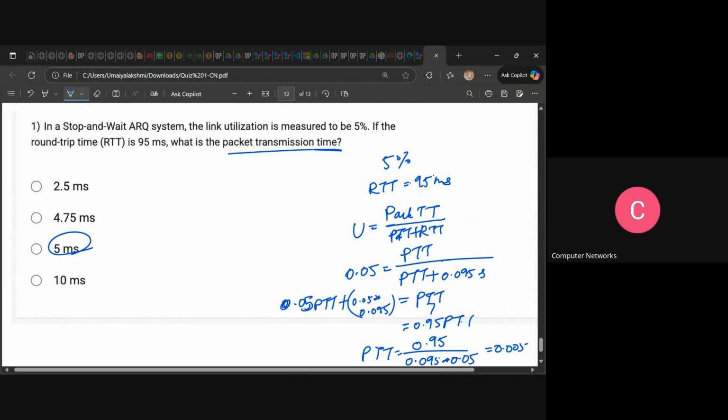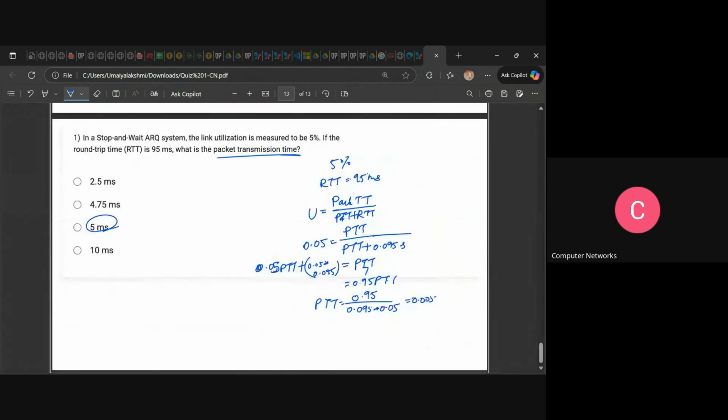Is it clear? I think the last step is inverse. The numerator and denominator got changed. Okay, I have written it: PTT equals 0.05 into 0.095 divided by 0.95. Yeah, okay. Any other doubt, people, in this?